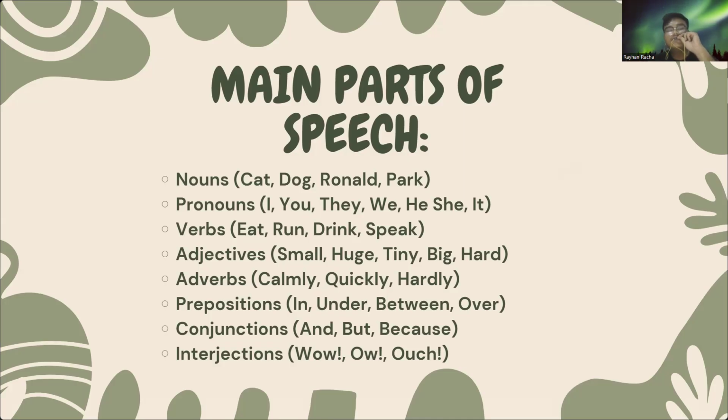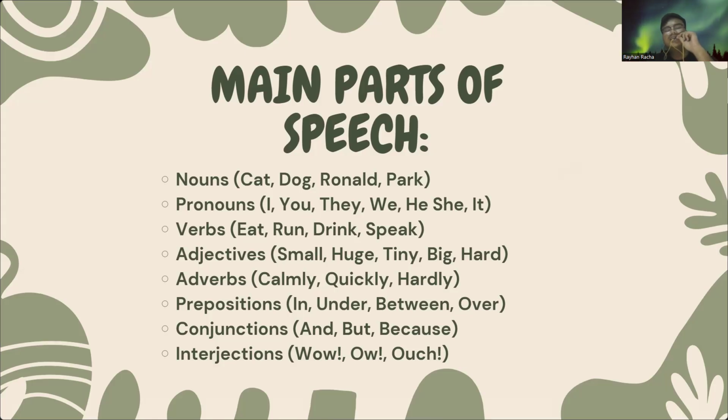The next one is verb, like to eat, run, drink, speak, etc. For example, we make a sentence about Mr. Brown: "Mr. Brown eats salad every day." The word eat counts as a verb, and we also have different kinds of verbs based on the sentence. We have verb one, verb two, and also verb three.